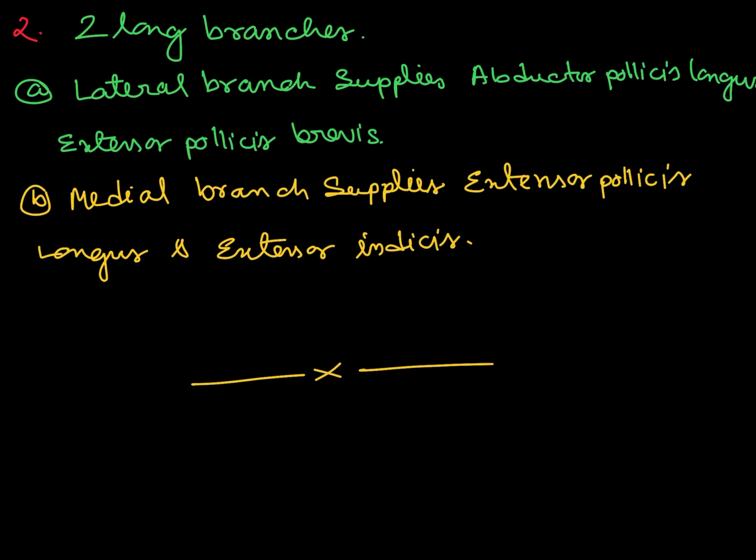two long branches of radial nerve in forearm. Lateral branches supply the abductor pollicis longus and extensor pollicis brevis, and medial branches supply extensor pollicis longus and extensor indicis.